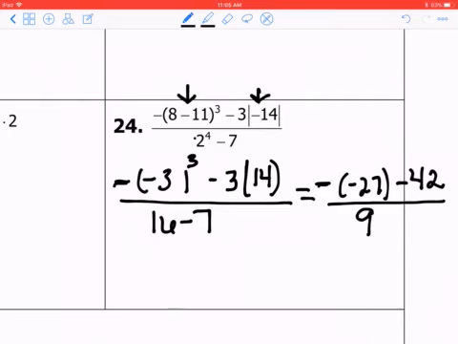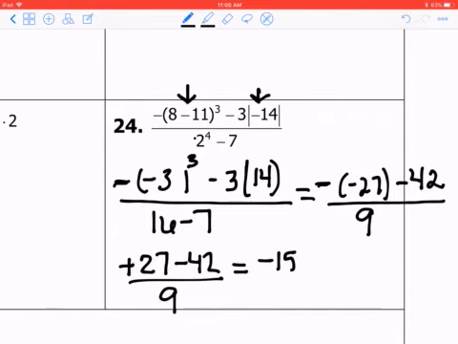Okay, this negative with this negative, so this negative, negative 27, 2 negatives equal a positive. So I don't even need to write it, but I will for right now. So I end up getting a positive 27 minus 42 over 9. 27 minus 42 gives you negative 15 over 9. They're both divisible by 3, so this reduces to a negative 5 over 3.